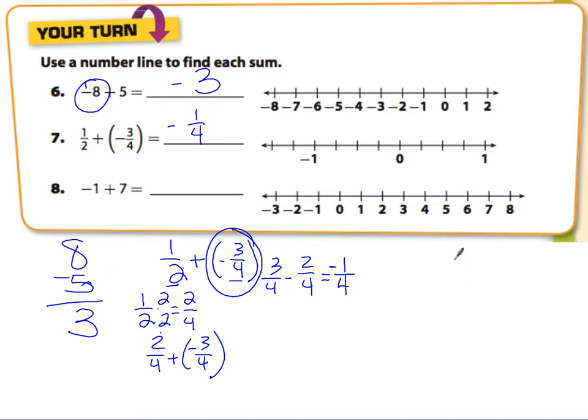And then number 8, 7 minus 1, because the signs are different, but 7 has the larger absolute value, so my answer is a positive 6.